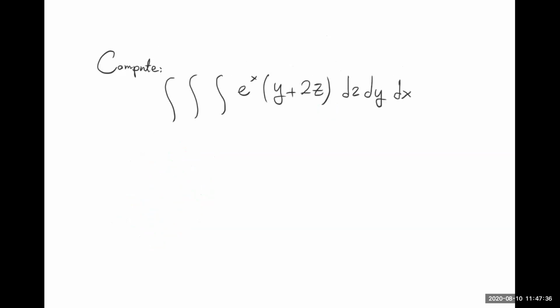Compute this triple integral, say e to the xy plus, let's just go with the example of the book, 2z, dz dy dx. The bounds for z are 0 to x plus y, the bounds for y are 0 to x, and the bounds for x are 0 to 2. Compute this integral.